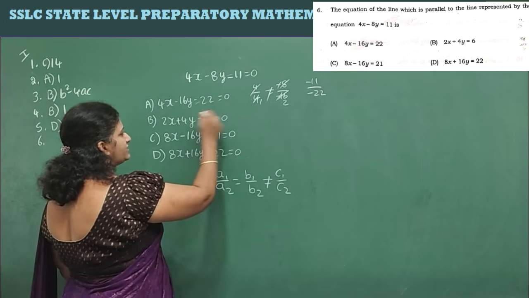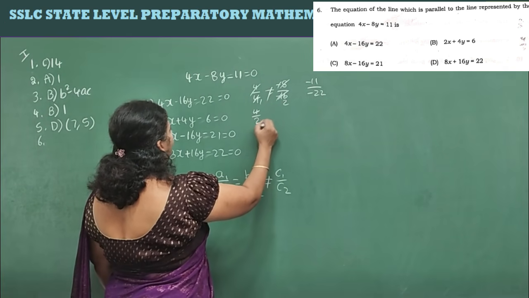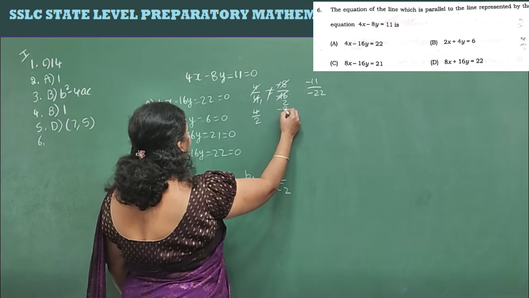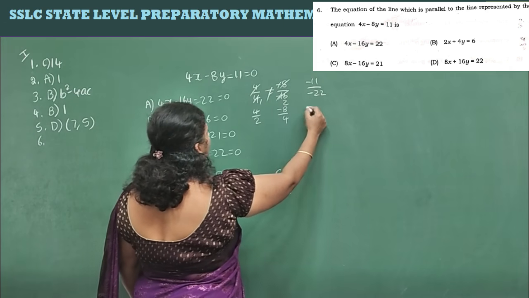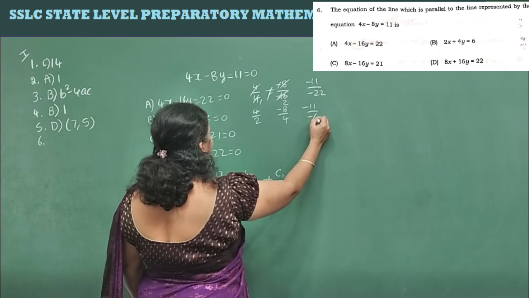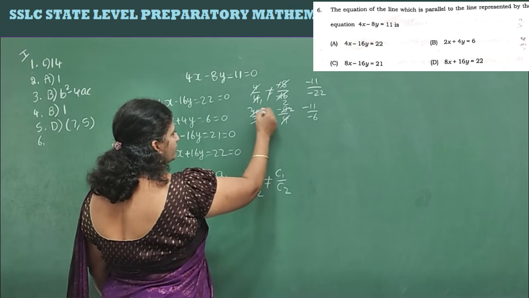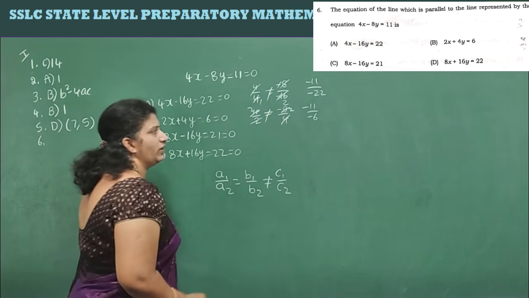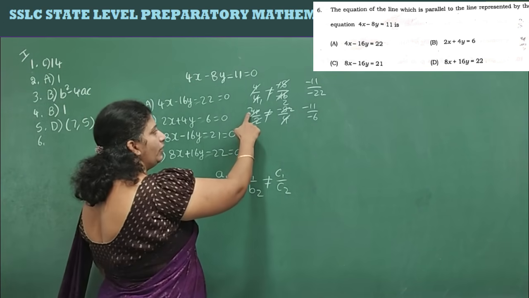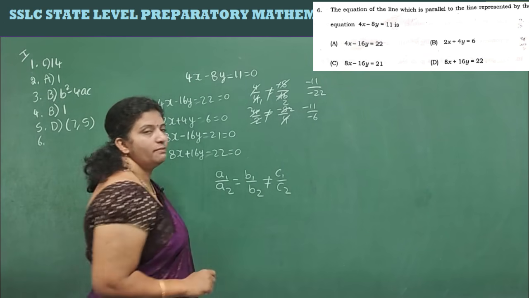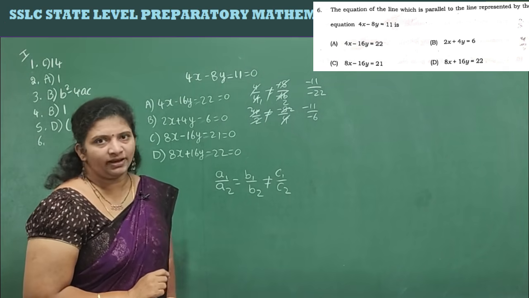So let me go to the next one. 4 by 2, and here minus 8 by 4, minus 11 by minus 6. 4 twos are 8, 2 twos are 4. Again it is not equal. Why? Only plus 2, and here it is minus 2. Plus 2 is not equal to minus 2.